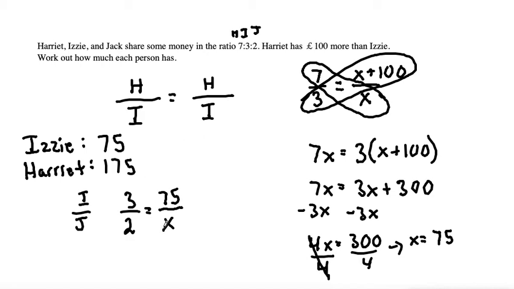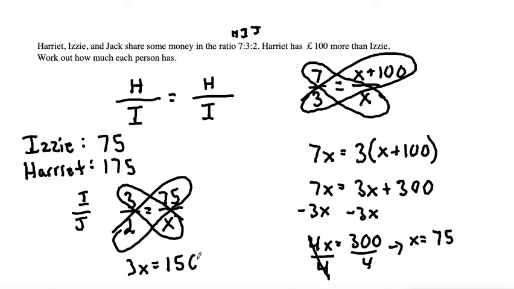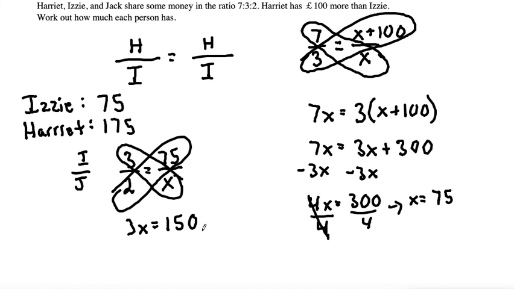And again, now that we've set up our proportion, we can use the butterfly method of cross multiplying. That 3 times x is 3x, and 2 times 75 is 150. From here, to finish solving for x, again, we have a multiple of x here, so we can divide it out to get the x by itself. So x would equal 150 divided by 3, which is 50. So x represented the amount of money that Jack had, so that means that Jack has 50 pounds.